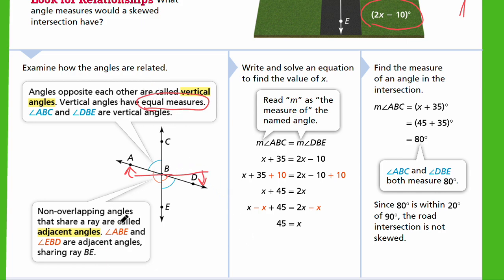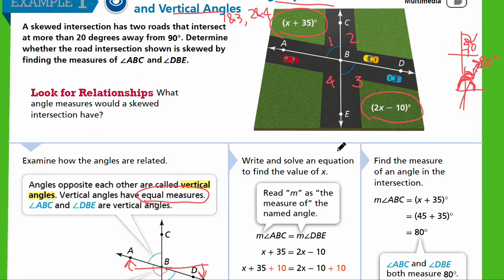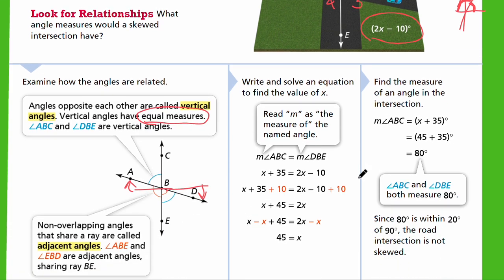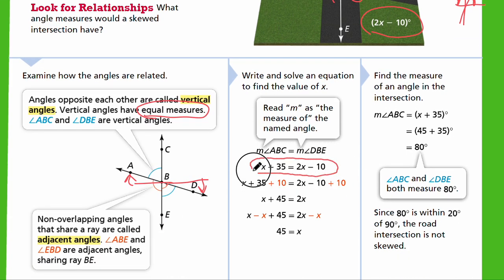And the non-overlapping angles that are called adjacent angles, right next to each other, they're supplementary angles, and we can talk about that again. Write and solve an equation. Because they're equal to each other, we can write an equation: x plus 35 is equal to 2x minus 10. And we know how to solve equations, right? So now we can just solve for x.